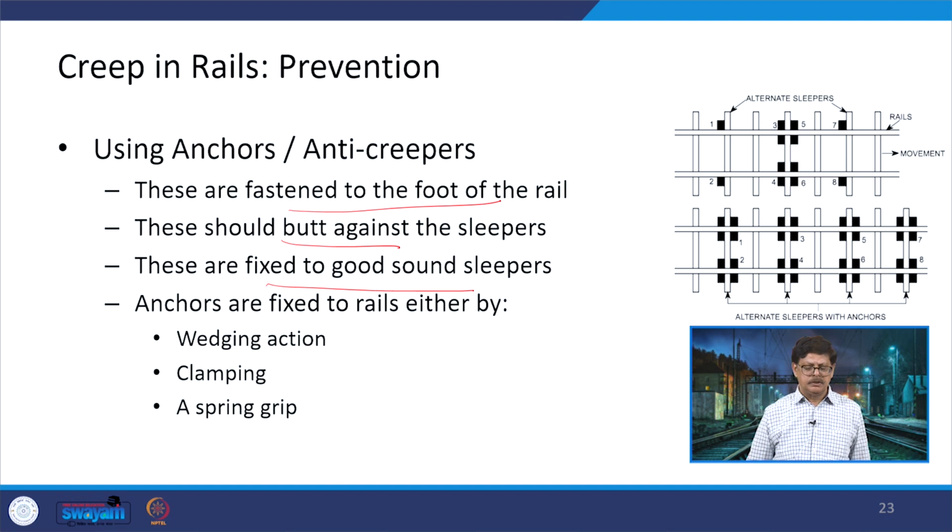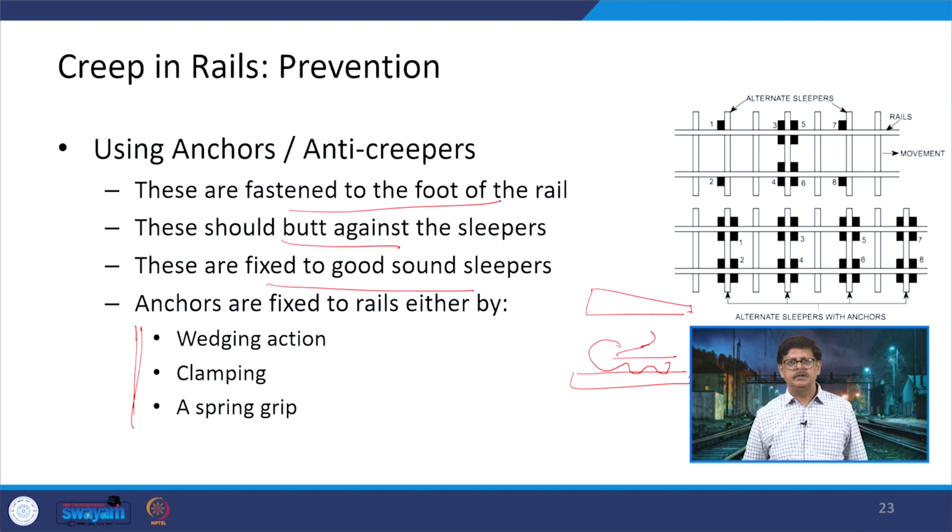How can these be fixed? There are different ways of doing it. Either you can clamp them, or you can provide a spring grip, or there is a wedging action. Wedging action means a wedge of this type is inserted between the rail and the sleeper, or there is a spring grip. So a spring grip is something like this. It is again provided with the rails and the sleeper. So these are the different types of systems in which they can be clamped.